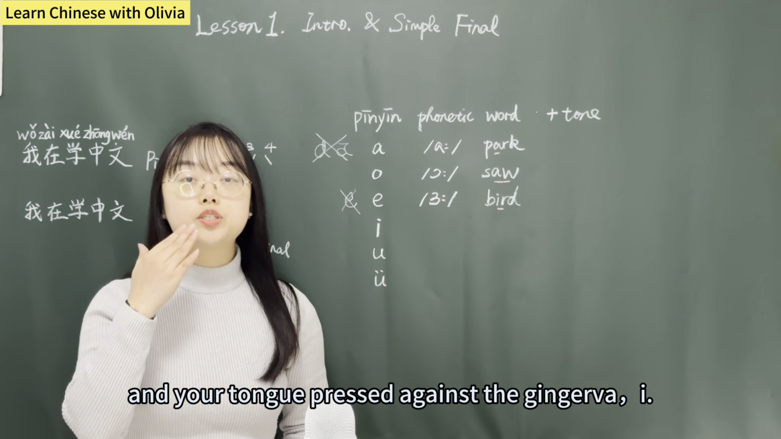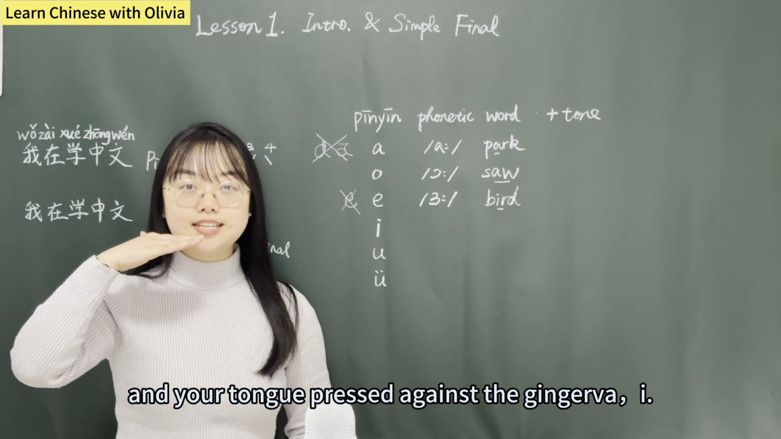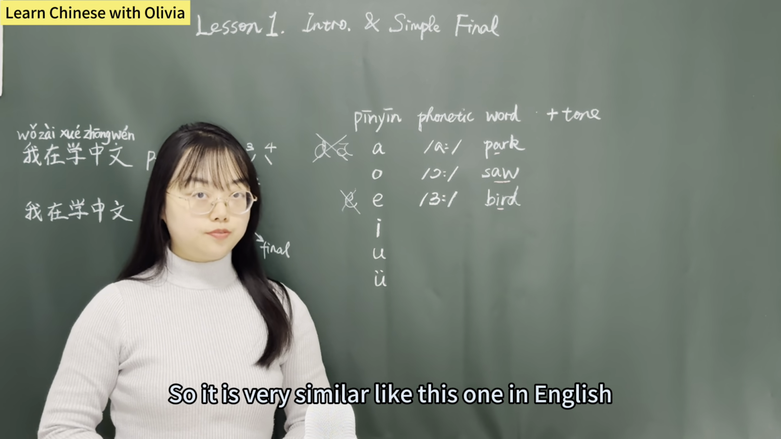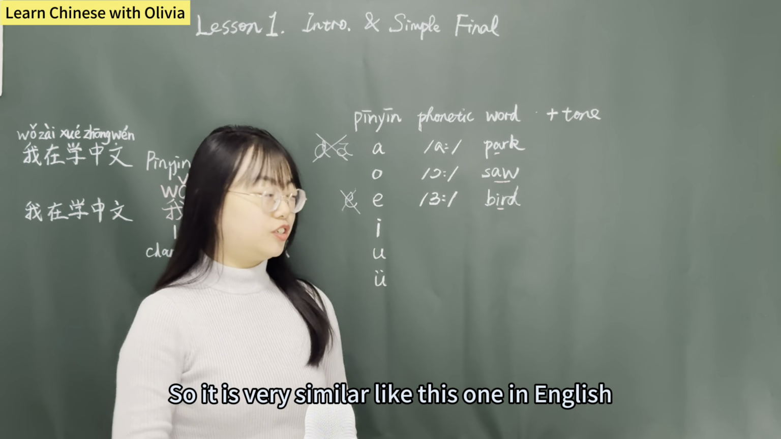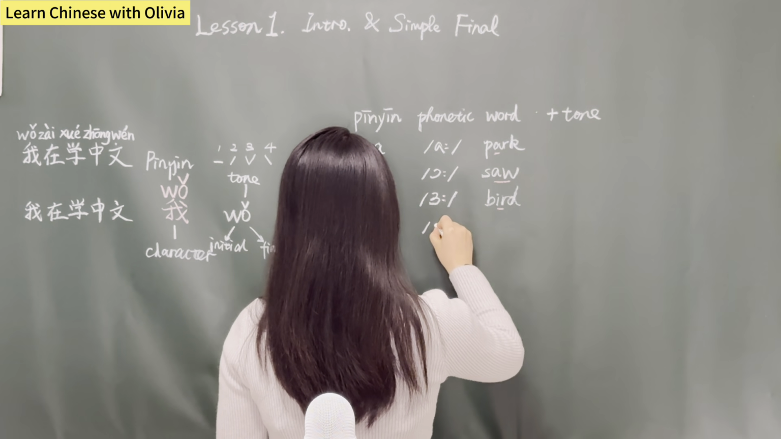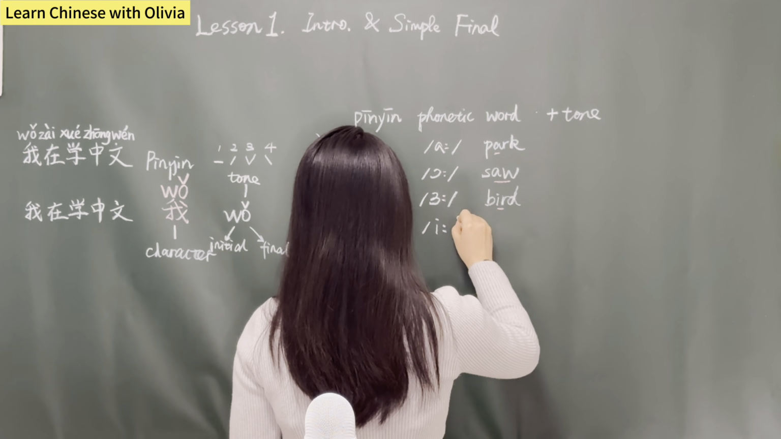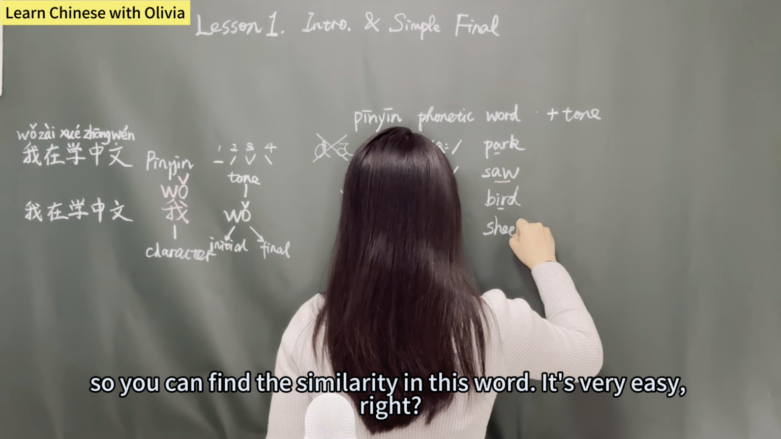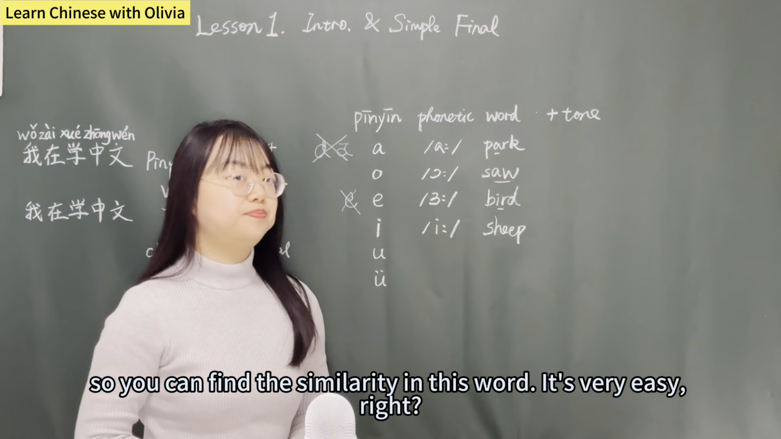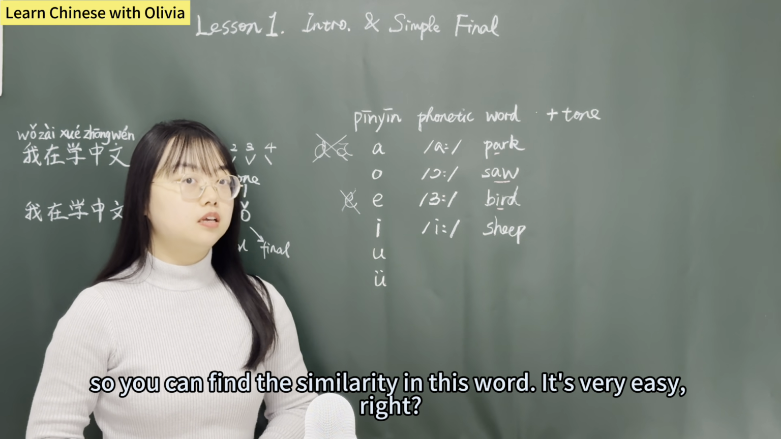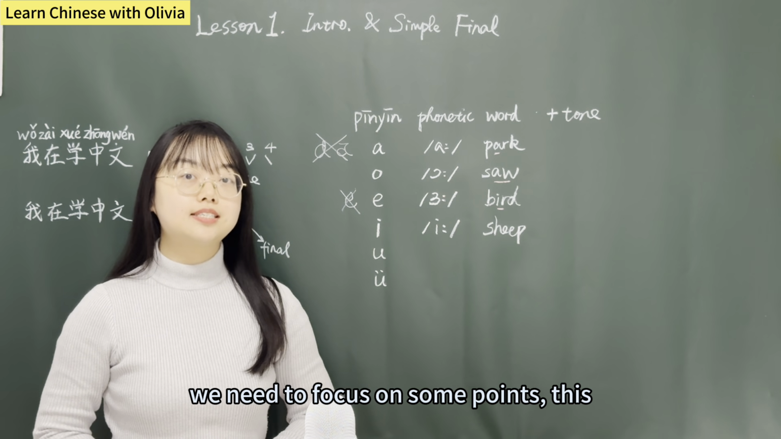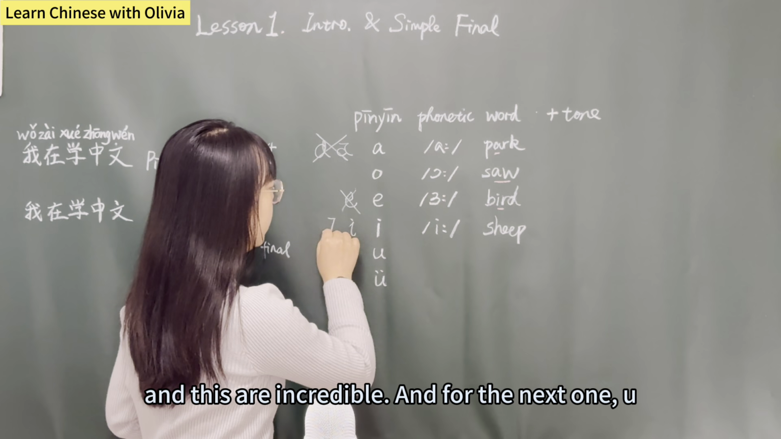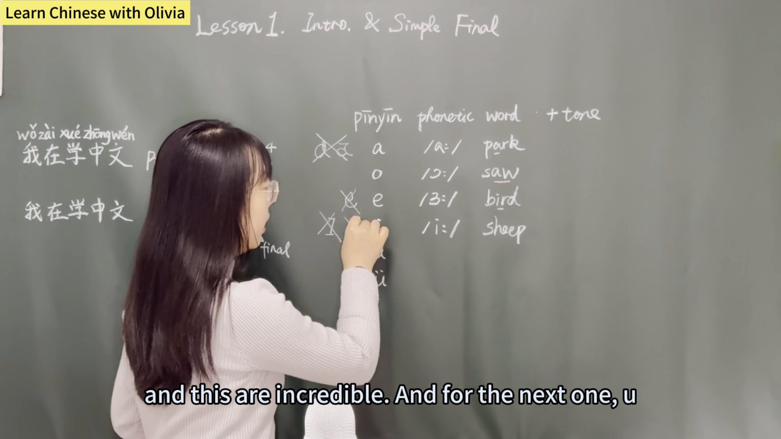And for the next one, flat and your tongue pressed against the gingiva. So it is very similar like this one in English. So you can find the similarity in this word. It's very easy, right? But for writing, we need to focus on some points. This and this are incorrect.